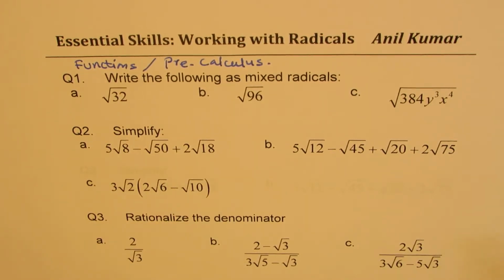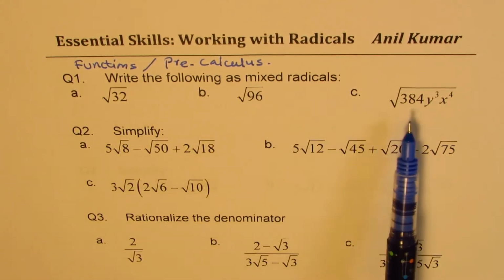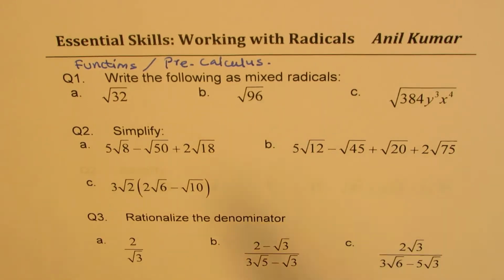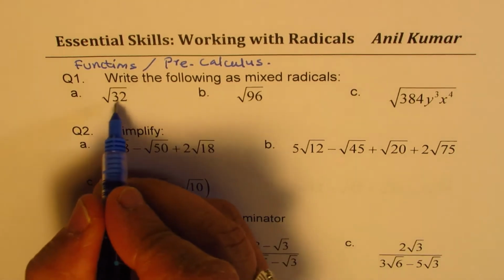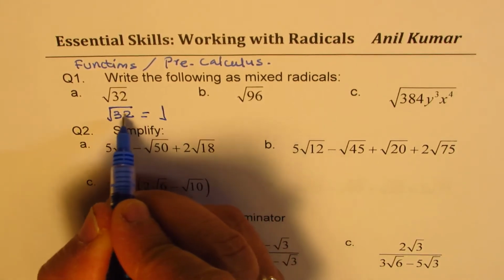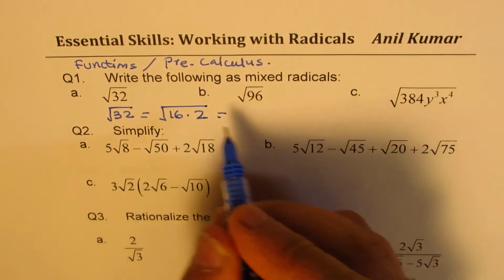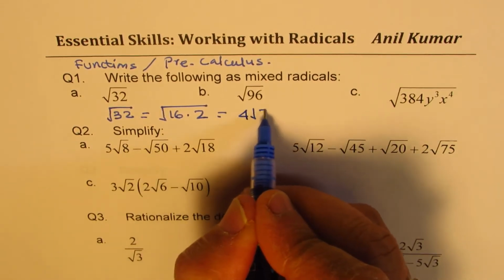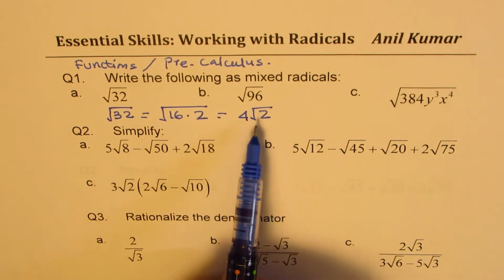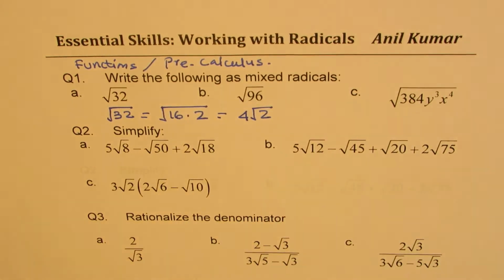Question number 1 here is, write the following as mixed radicals. Now these are all radicals, square roots. Mixed means with a whole number and then the radical. To give you an idea, square root of 32 could be written as 16 times 2, and so 16 is 4 times 4, so I could write this as 4 square root 2. Now that is a mixed radical, right? So we have a radical part and a whole number part. That is how you have to write the other two.